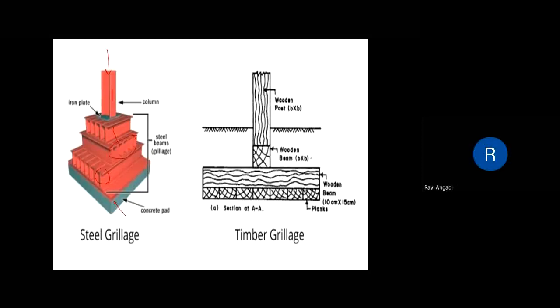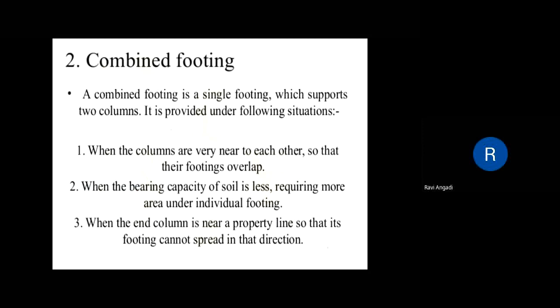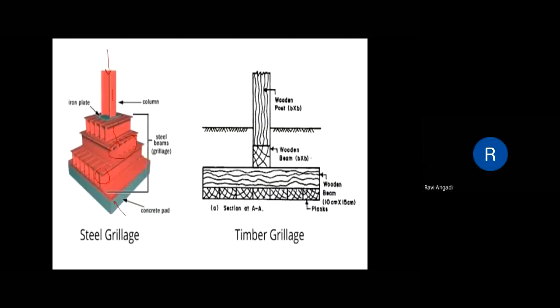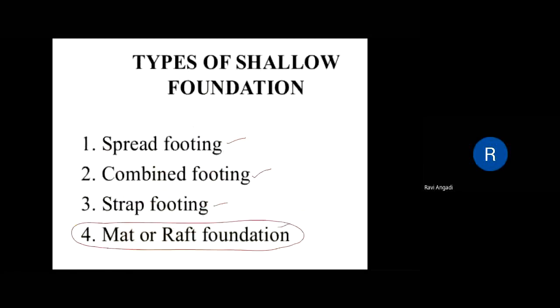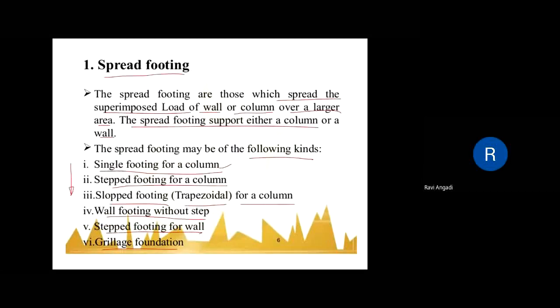Okay. Then coming to the combined footing. Whatever classification we have made so far is under spread footing. Under this spread footing, how many classifications? Single footing for a column, stepped footing for a column, sloped footing, wall footing. These all are isolated footings only, but these all come under spread footing.